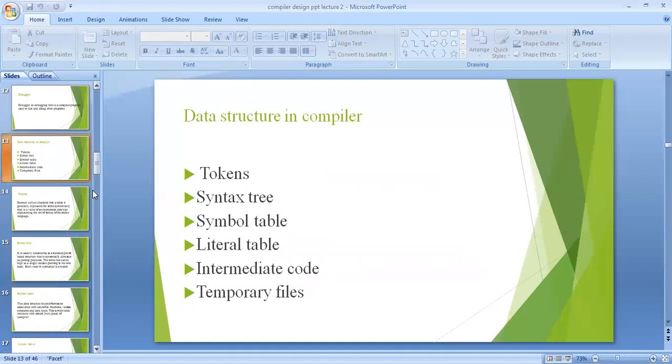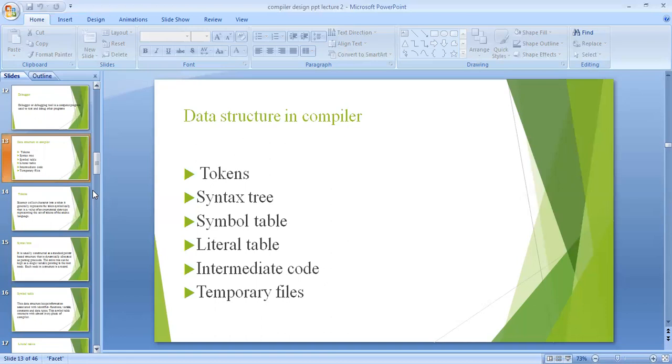So there are different types of data structures in a compiler. As we all know, a data structure is used to represent data in some form. Some form means we can represent data in graphs, in trees, or in table form. So there are different types of data structures that we use to organize our data. Here, we use the same data structures in the compiler. So the compiler has its own data structures like tokens, syntax tree, symbol table, literal table, intermediate code, and temporary files. So these are the data structures of the compiler.